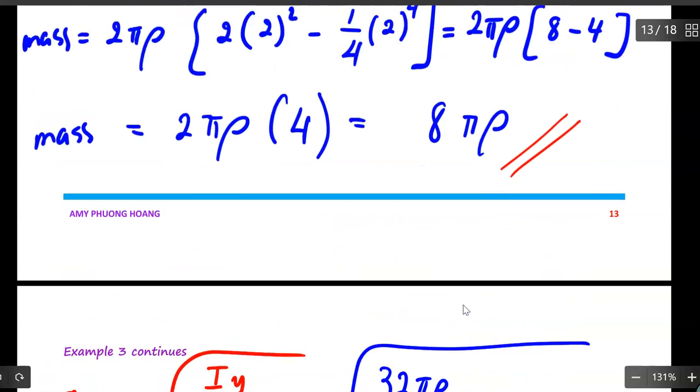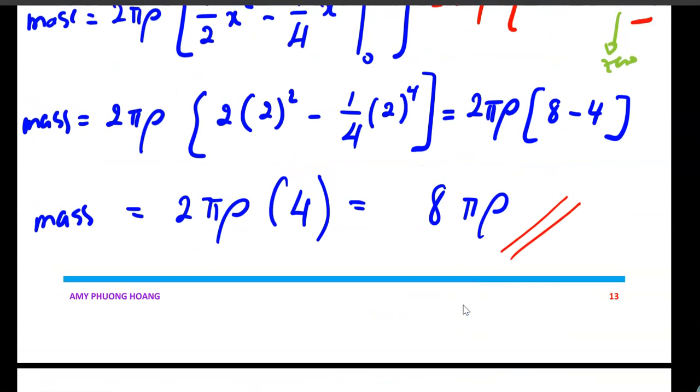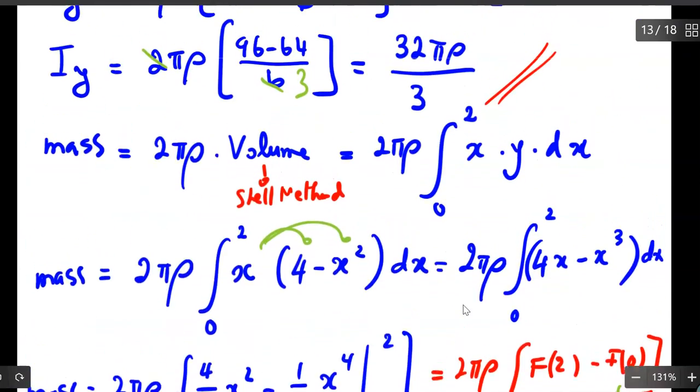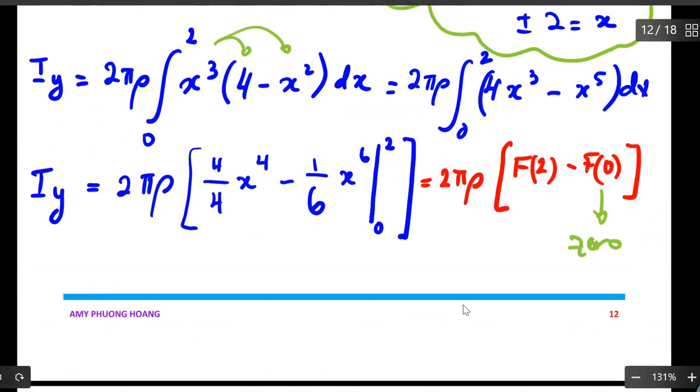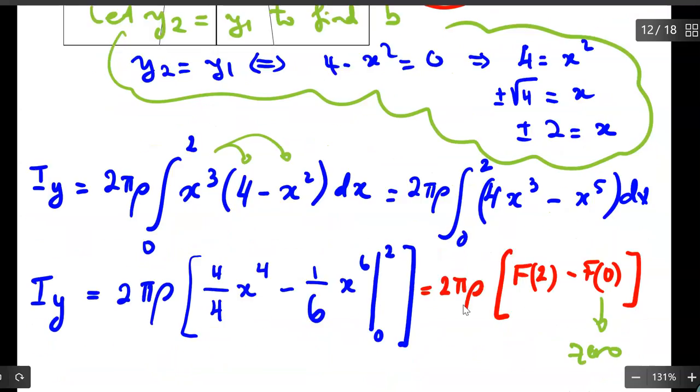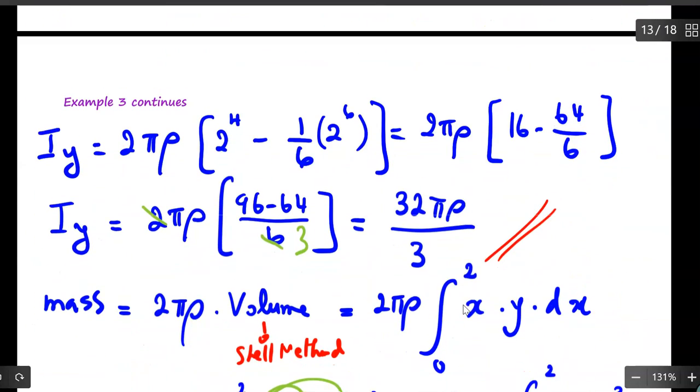Before we can find Ry, we find the mass, but mass is associated with volume in this case. Okay, and volume is by the shell method. And the Ry that we figured out is also exact and also in lowest form as well. Okay, simplified and exact in lowest form.